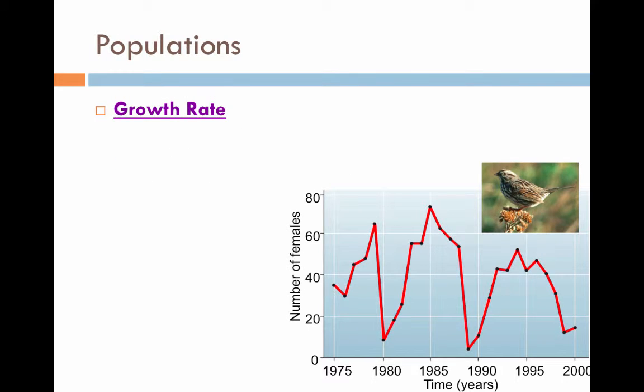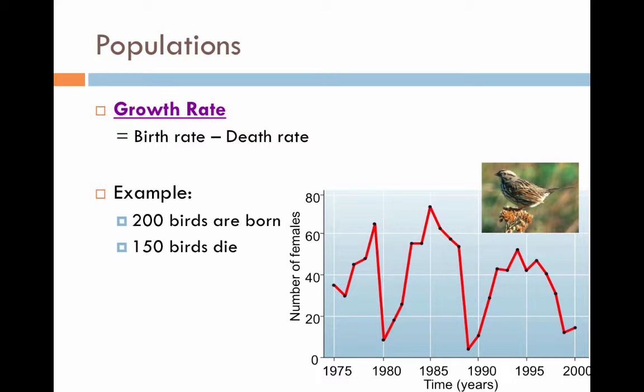In populations, you have both births and deaths. So how do you figure out how the population size will change? Well, growth rate is birth rate minus death rate. So for example, if there are 200 birds that are born, that's the birth rate, and there are 150 birds that die, that's the death rate, what is the growth rate? 200 minus 150 is 50. The growth rate in this particular example is 50.